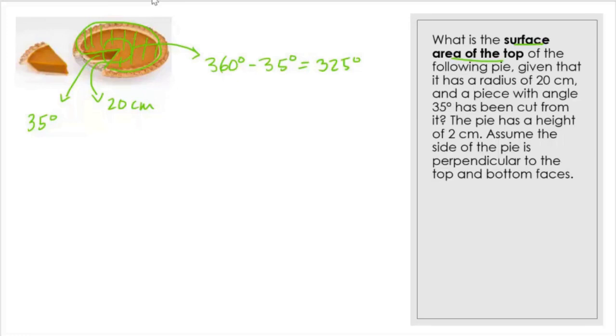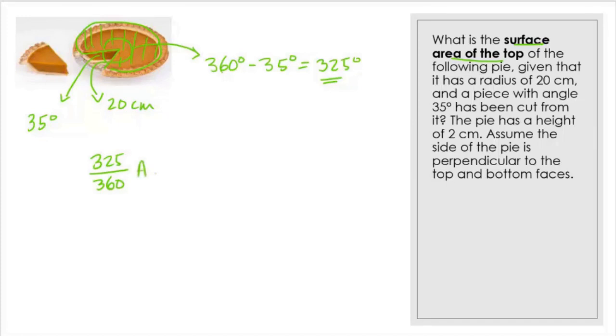So you can think of it this way. If you take your pie and cut it into 360 pieces, you still have 325 of those 360 pieces left over. It's a lot of pieces for a pie, but it works here. In other words, we have 325 of the original 360 pieces remaining. So we have 325/360ths of the area of this circle.